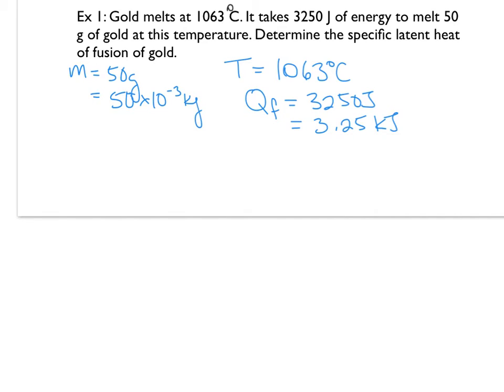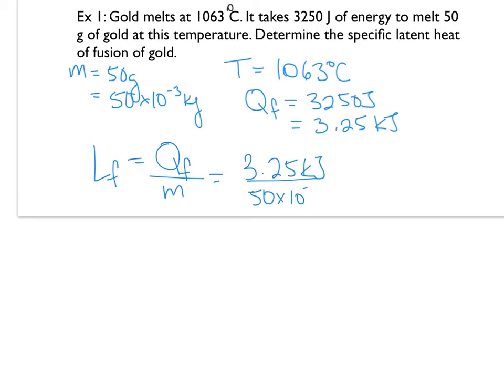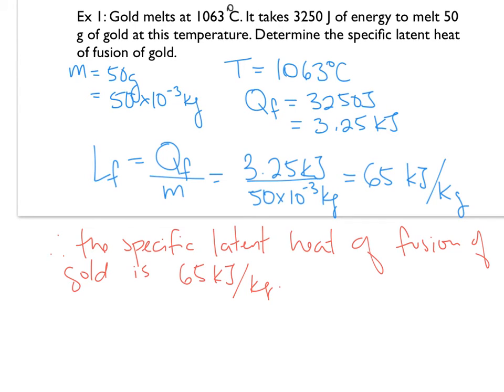Okay, so now we're going to use our equation that we came up with before. So your specific latent heat of fusion is equal to your thermal heat of fusion over your mass. And we're just plugging this in, so 3.25 kilojoules over 50 times 10 to the negative 3 kilograms. And that gives us 65 kilojoules per kilogram. Therefore, the specific latent heat of fusion of gold is 65 kilojoules per kilogram.